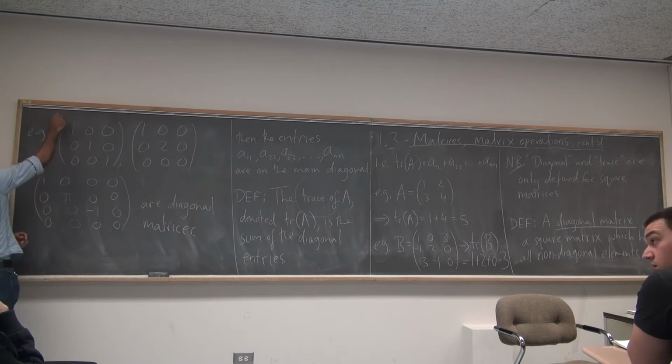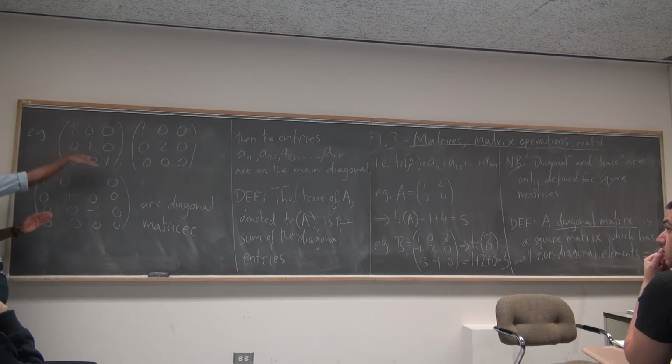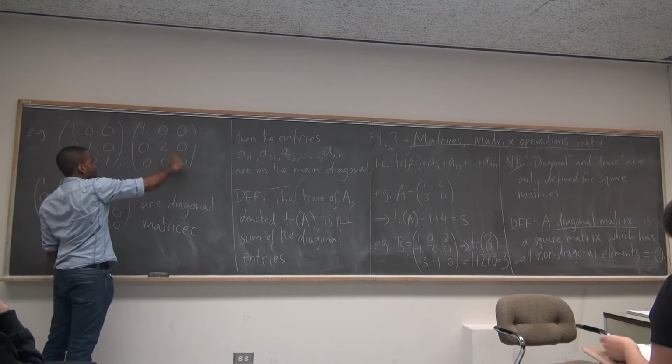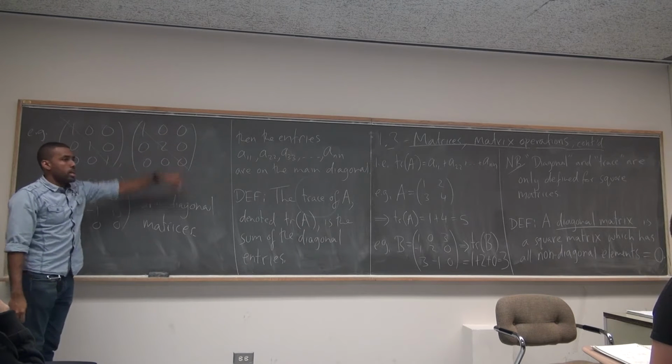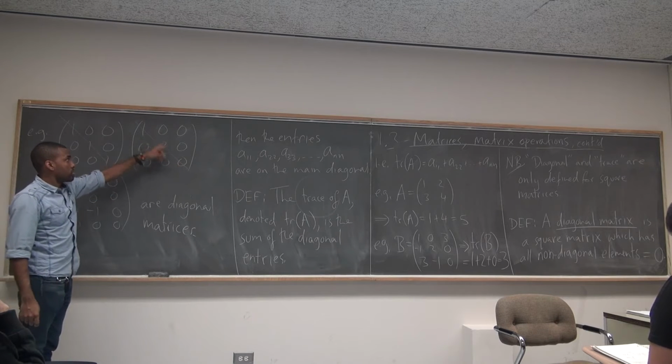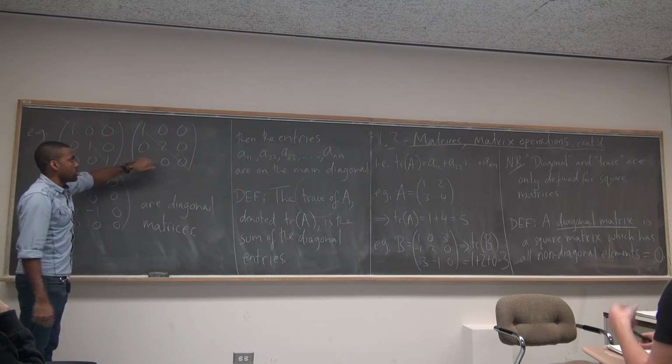So in the first one, this is the main diagonal. Notice that if you're not on that line, you're 0. Same thing here. This is the main diagonal. Notice that if you're not on that line, you're 0. Notice that it's possible to have 0 on the main diagonal. What's important is the entries that are not on the main diagonal are 0.